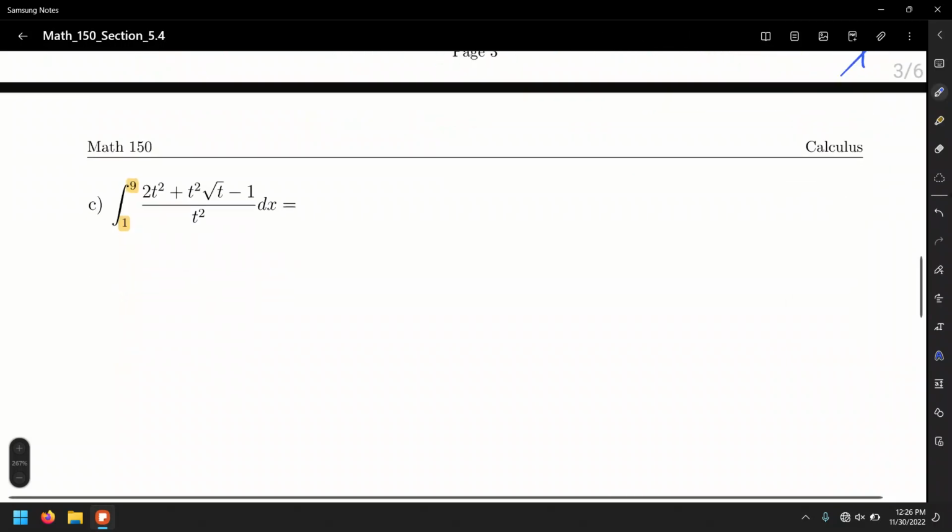So number one, before even attempting the integration, let's do some algebra. So that's the integral from 1 to 9 of 2t squared over t squared plus t squared root of t over t squared minus 1 over t squared. And even though I typed a dx, that's a typo. That should have been a dt, because that differential has to have the same variable as the variable in the integrand right here. All right, so that's a dt.